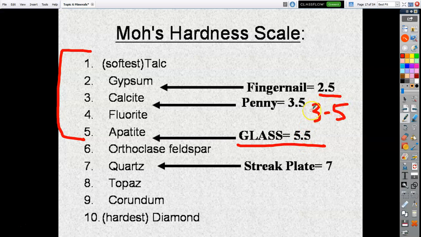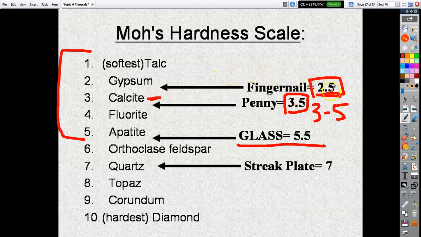The next thing you could try would be the penny. You would take just a regular penny and rub the penny on it. If a penny can put a scratch on it, but your fingernail can't, that means it's harder than your fingernail, but softer than a penny. That would put it into the calcite range, right? That's a pretty easy one. So if a penny can scratch it, but your fingernail can't, it's harder than a fingernail, but softer than a penny, it's got to be a 3.